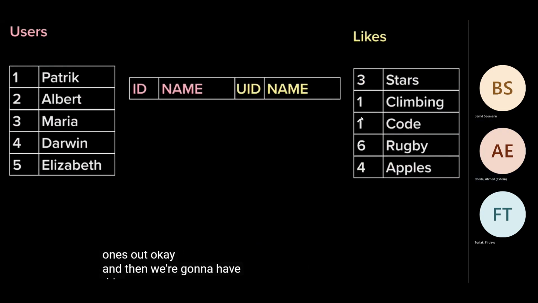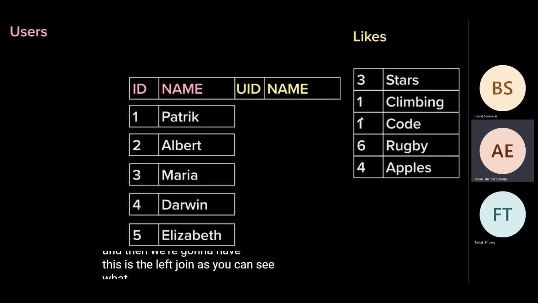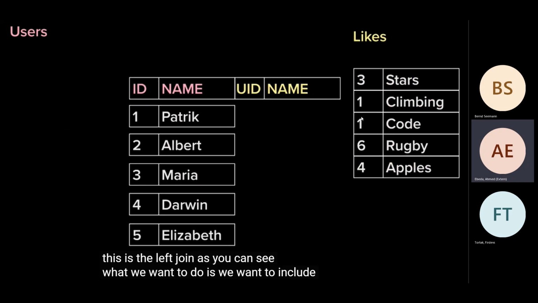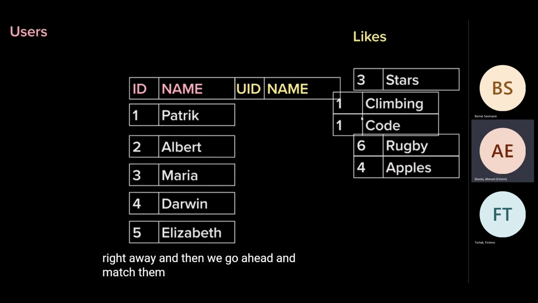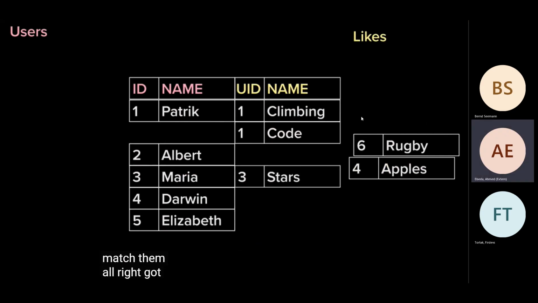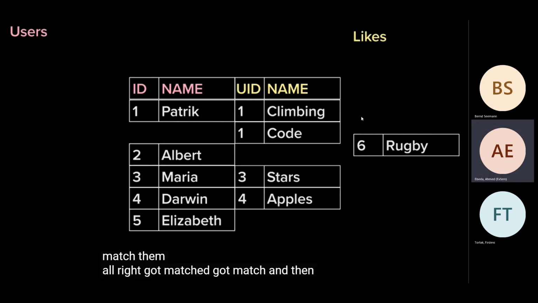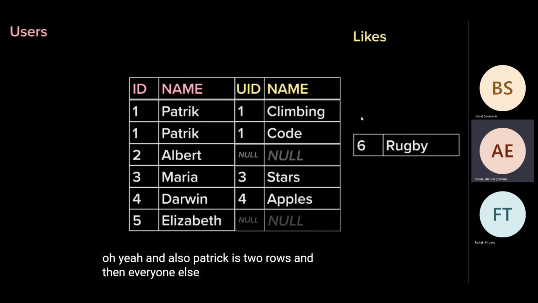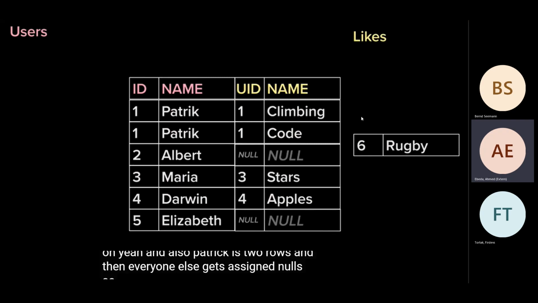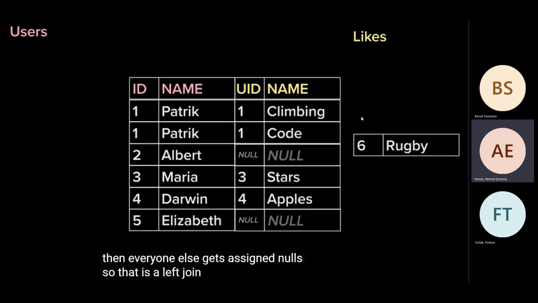Okay, and then this is the left join. As you can see, what we want to do is include all of them: Patrick, Albert, Maria, Darwin, Elizabeth. It doesn't matter if there's a match or not, so I'm just putting them all in the middle right away. And then we go ahead and match them. All right, got matched. Also, Patrick is 2 rows. And then everyone else gets assigned nulls. So that is a left join.